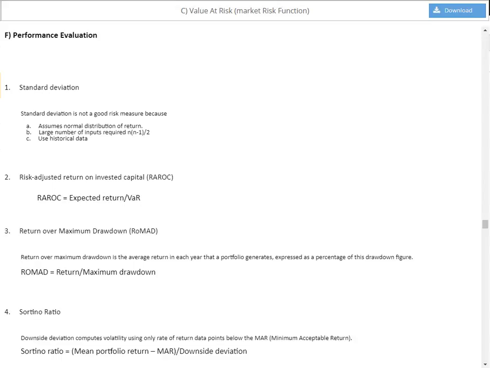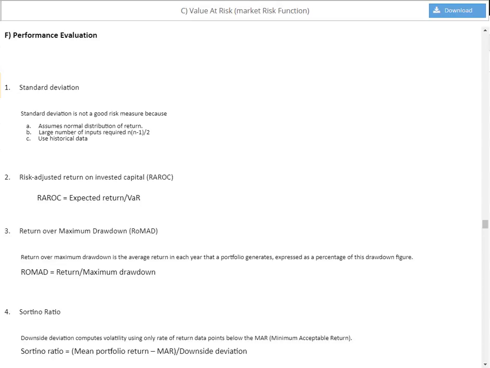Hi, today we're gonna cover performance evaluation and risk management. They are key ratios which help us to assess the risk involved in a portfolio.